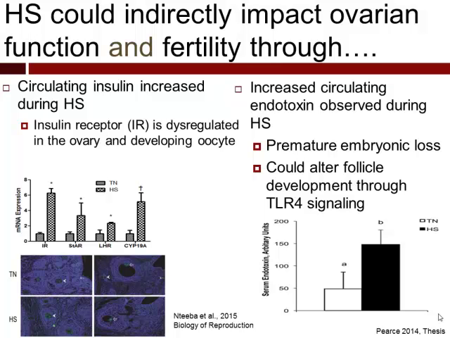into circulation. One of the receptors that endotoxins bind to when they're in the body is called toll-like receptor 4. That's also expressed in the follicle and in the oocyte. So these were two other indirect mechanisms that we thought heat stress could cause, based on the phenotype that it induces in a pig, that could compromise reproduction.